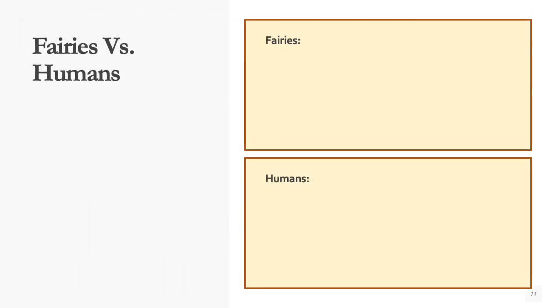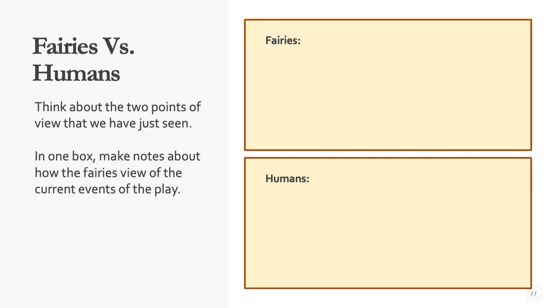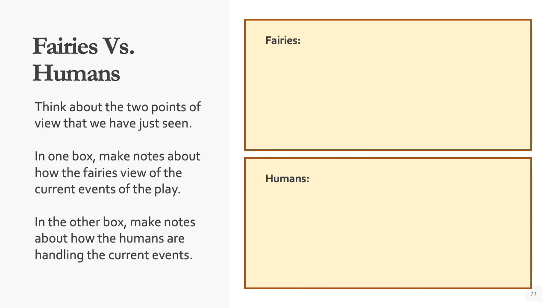So for the next task, what I'd like you to do is think about the 2 points of view that you've just seen. In one box, I'd like you to make notes about how the fairies view the current events of the play. And in the other box, I'd like you to make notes about how the humans are handling the current events. So pause the video and try that now.